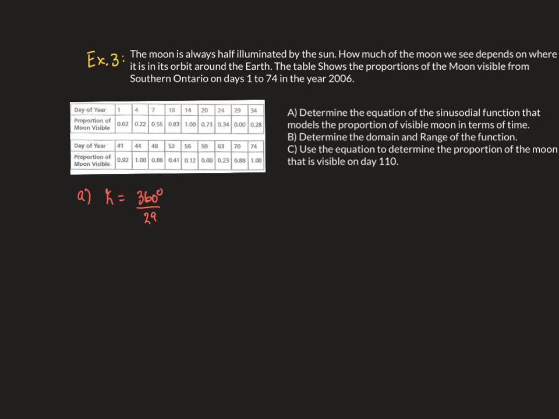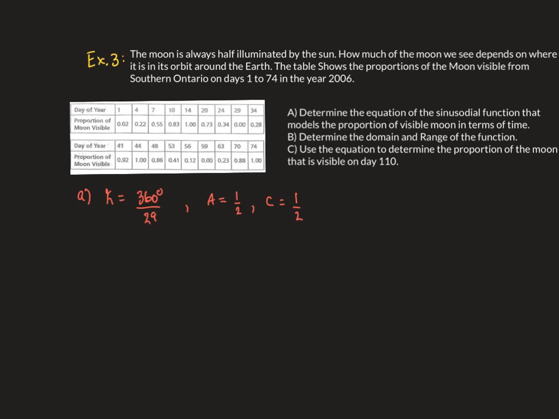What else do I have? Well, looking at my data, I can see my amplitude is 1/2. Remember, you can find that using your max plus min divided by 2 and then finding out how much over it is for your max. Okay, and my C value is 1/2. Again, looking at your max and looking from there.